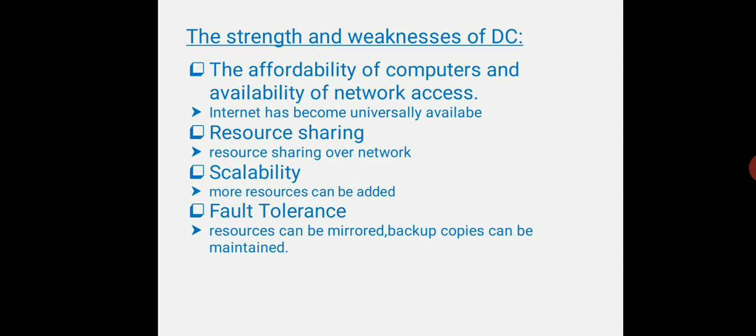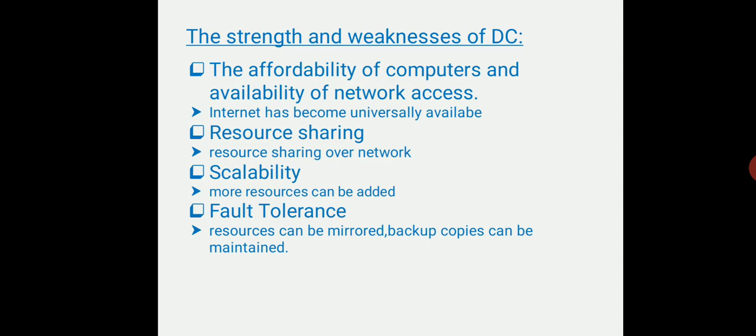Now next one, fault tolerance. Already you know what fault tolerance is. Fault tolerance is tolerating the fault in case of failure. Resources are mirrored or replicated. What is mirrored? That means replicated, that is taking a copy or having a backup copy. So backup copies can be kept. In case one system fails, the processing will not stop in this fault tolerance.